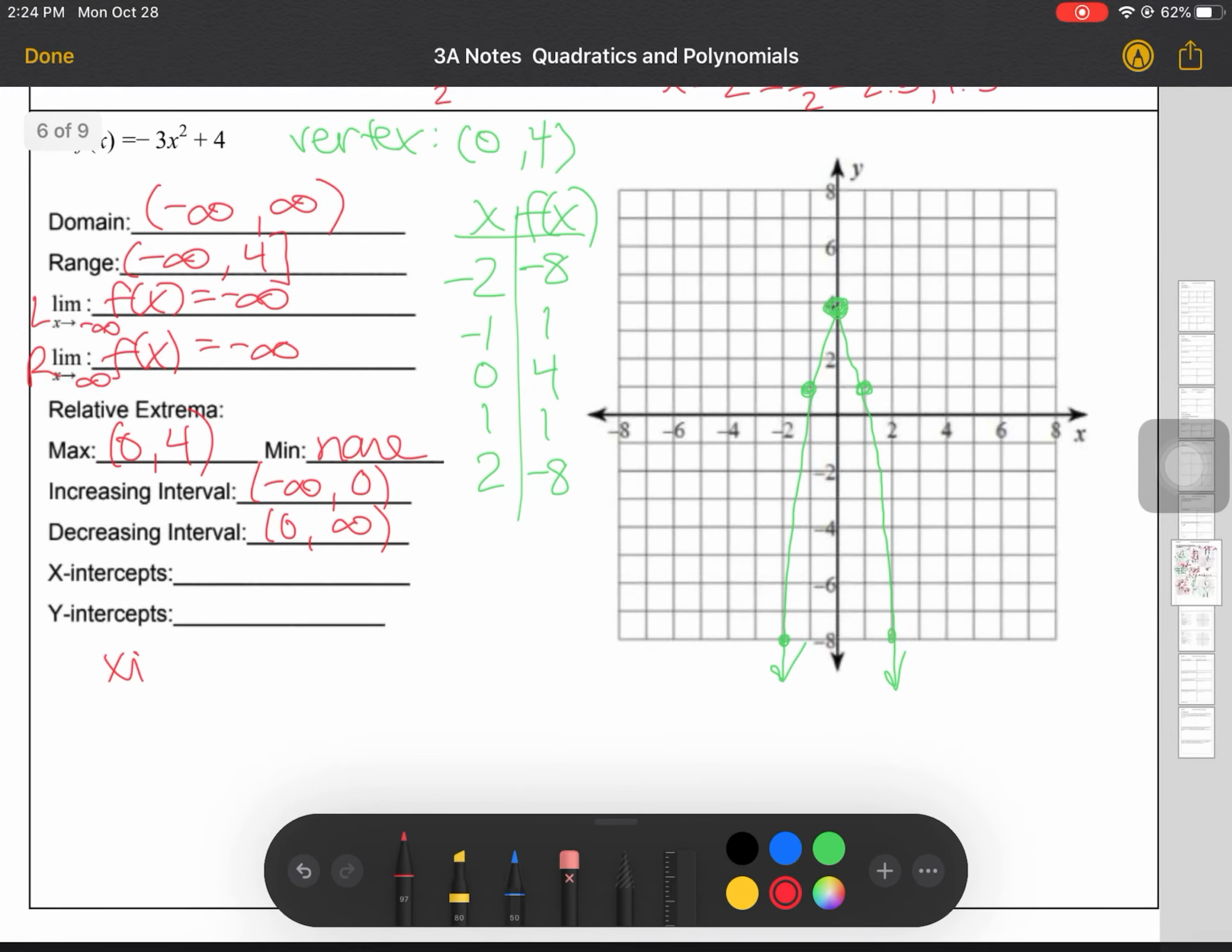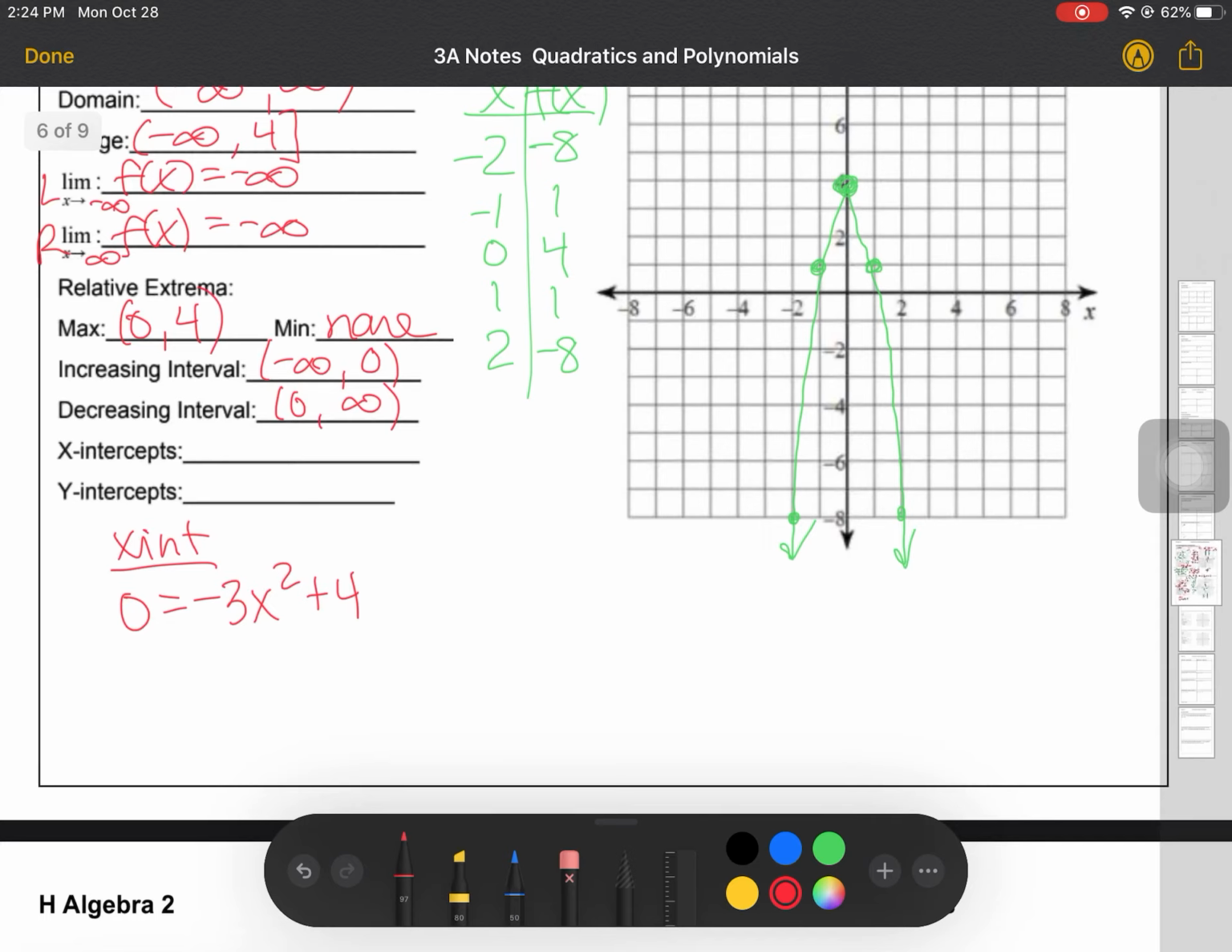For your x-intercepts, again, we're going to set it equal to 0. I'm also going to solve this one by square rooting, but you could do the quadratic formula, whatever you need. So we're going to subtract the 4, divide by the -3, which gives me 4/3 equals x squared. You're going to square root both sides, and x equals plus or minus 2 over root 3, which if you rationalize, gives you 2 root 3 over 3.